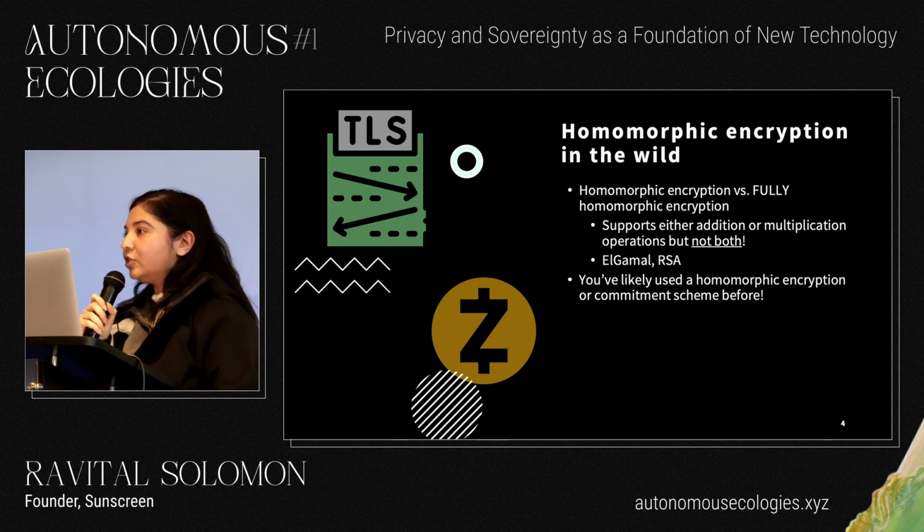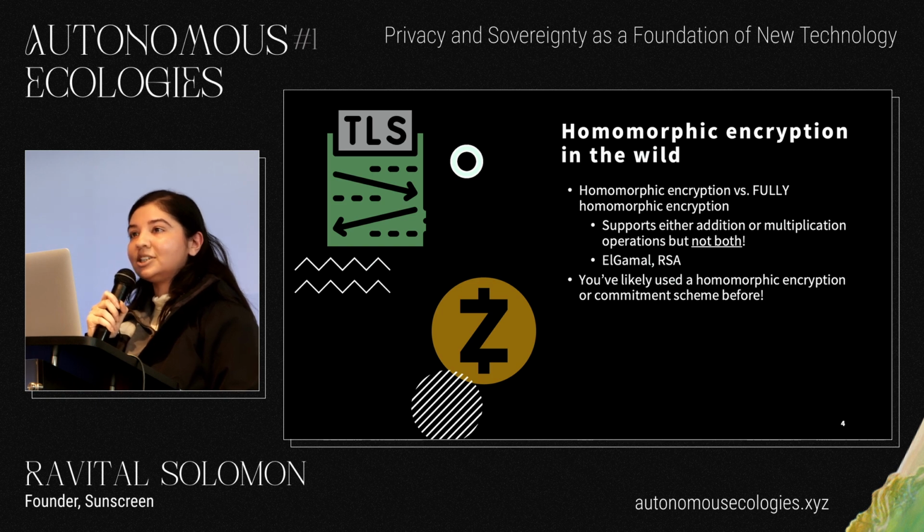While you probably have not used an FHE scheme before or seen one deployed in practice, you have almost certainly used a homomorphic encryption scheme before. So what's the difference between FHE and homomorphic encryption? With homomorphic encryption, you are only able to do one type of computation on encrypted data. Either you can do addition or multiplication on encrypted data. FHE, on the other hand, allows you to do both addition and multiplication on encrypted data.